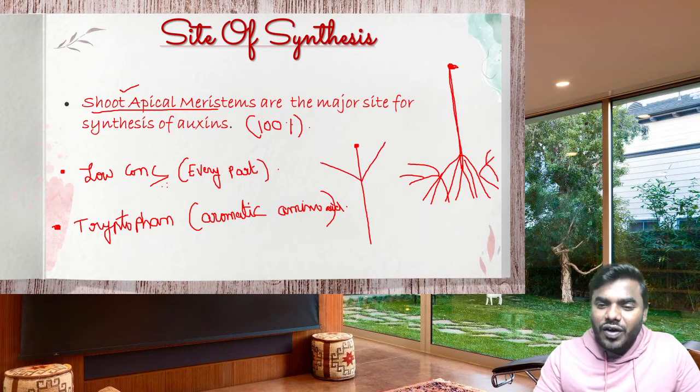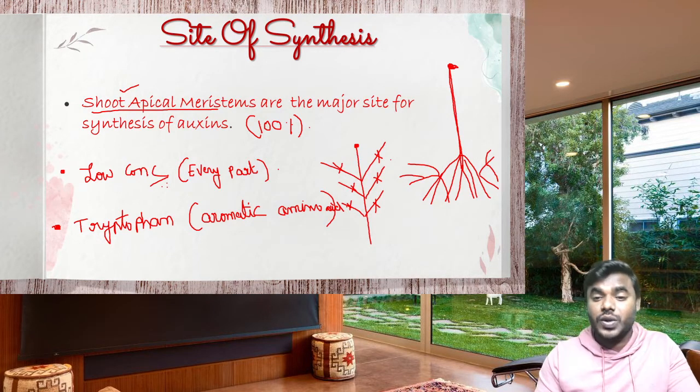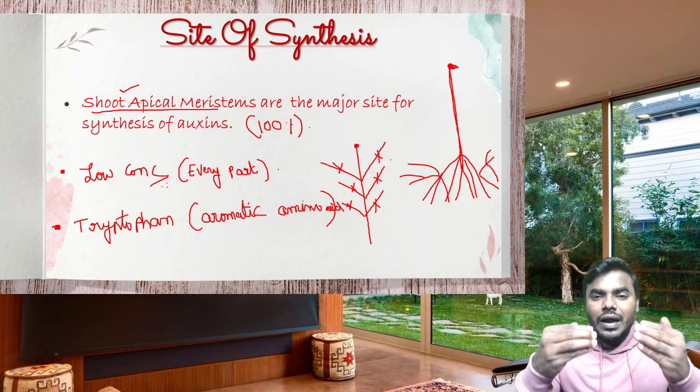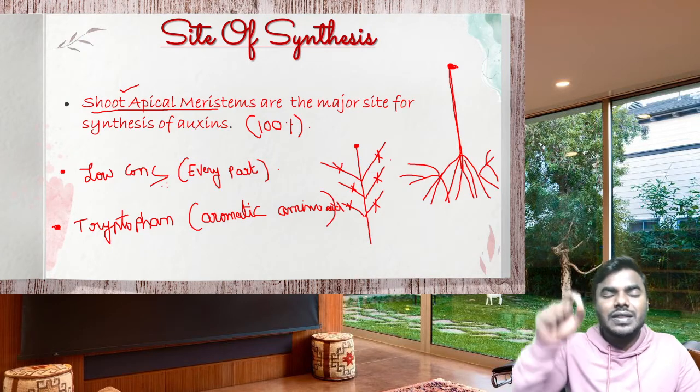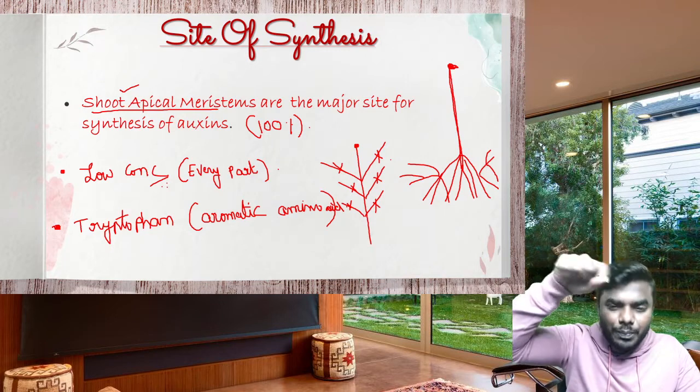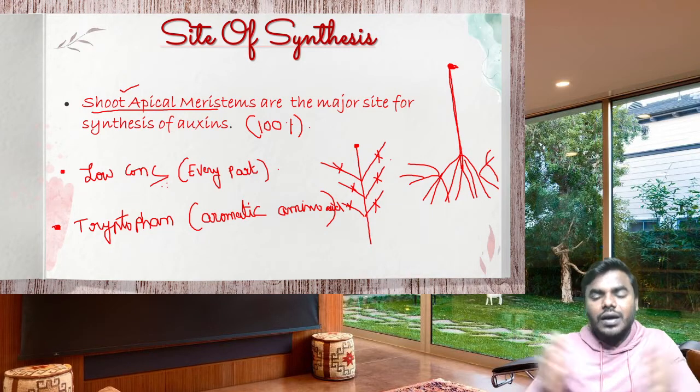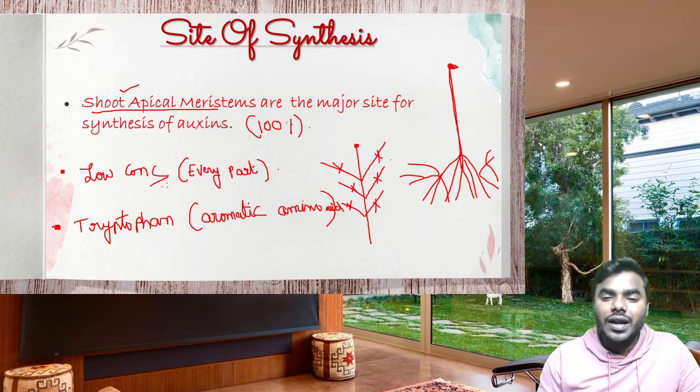Auxin never ever allows, what does it never ever allow? It never ever allows the development of the lateral roots, lateral branches. This point is very important. Until and unless auxin is present in the tip of the plant or the tip of the shoot, it never allows the development of lateral branches.